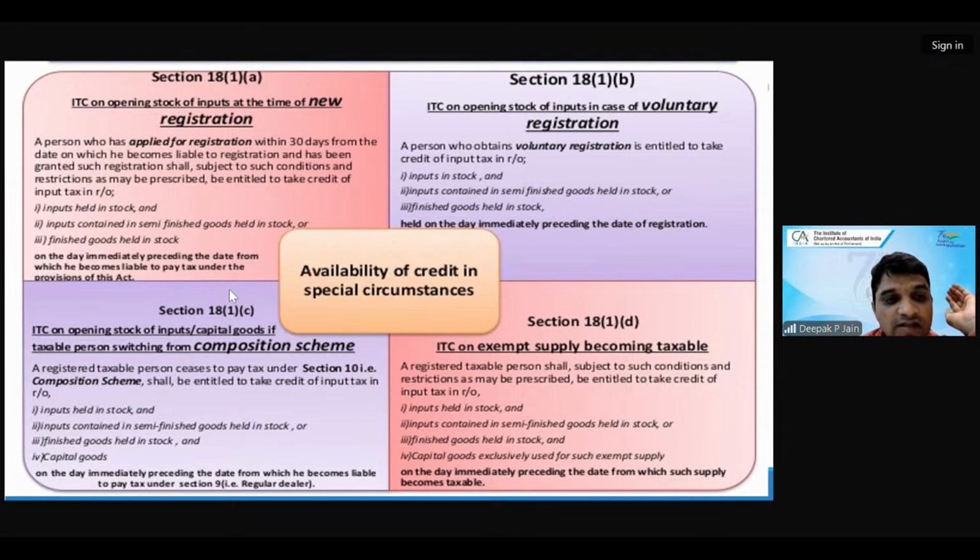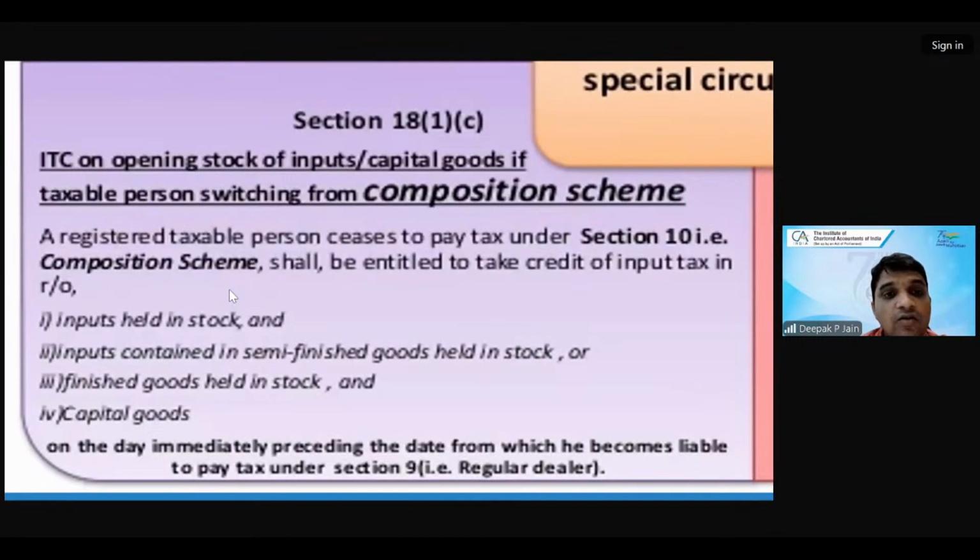Then 18(1)(c) says, ITC on opening stock if a taxable person switches from composition. So he was under the composition scheme. He was paying tax at a lower rate and no credit was available. Now, from composition scheme to regular scheme, he can come anytime. The threshold limit for composition, we know, is 1.5 crores. Now he's touched 1.5 crores, and now he's coming under the regular scheme.